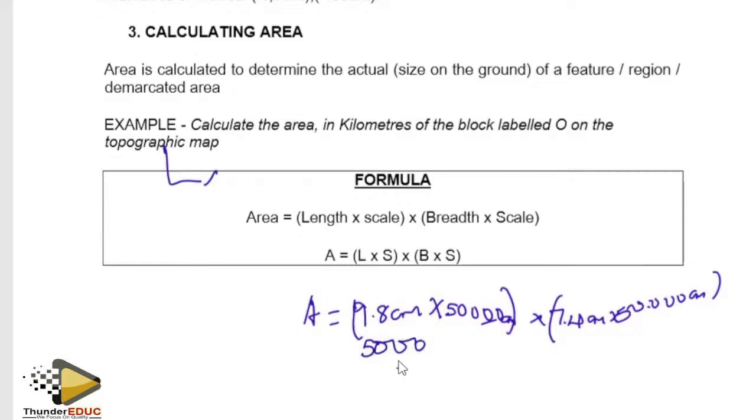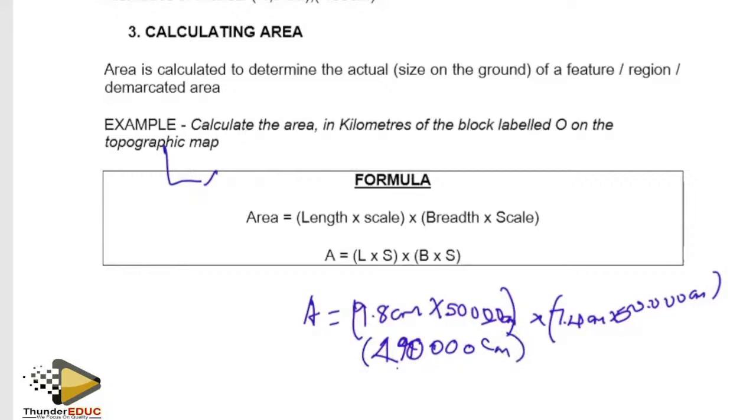Okay, 9.8 centimeters. It is multiplication: 9.8 times 50,000 gives you 490,000. Okay, this is centimeters.